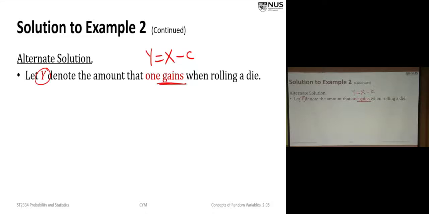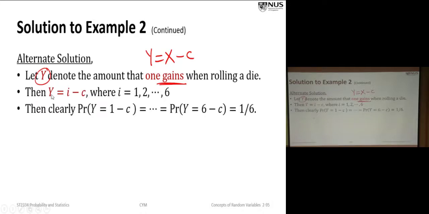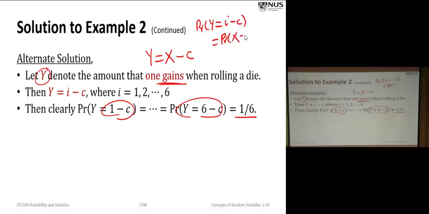Why? Because it consists of two components. One is X, the other is C. X is a random variable, although C is not. But then the difference will be a random variable. So if it's a random variable, we have to ask what the values are. So these are the values. And what's the probability? The probability of Y equal to 1 minus C is 1/6. Y equal to 6 minus C is also 1/6. Because the probability of Y equal to I minus C is the same as the probability of X equal to I. So this is important.